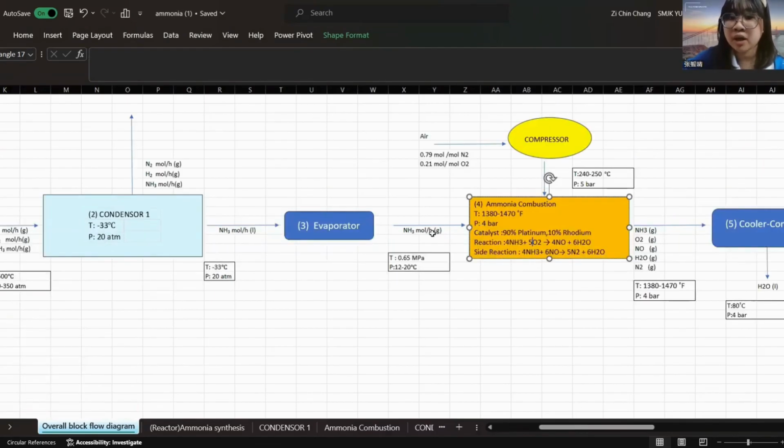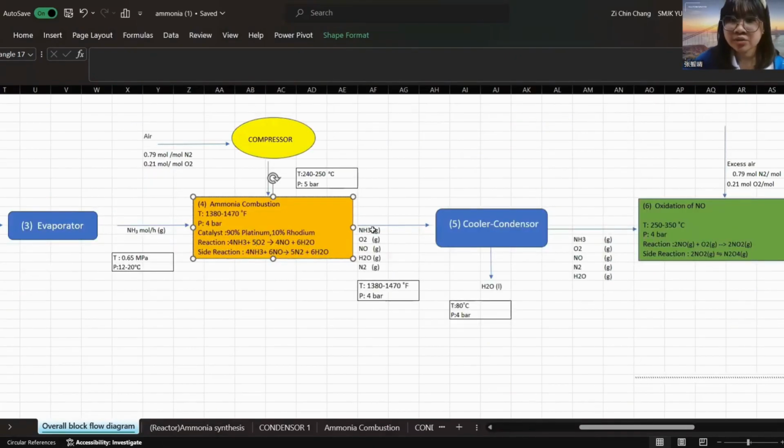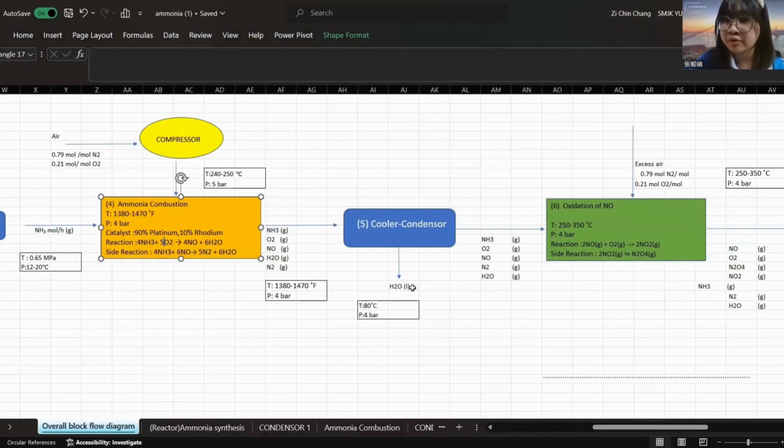In the combustion column, ammonia gas will react with the compressed air to produce a high yield of nitrogen monoxide and water. Next, the product stream from the combustion will contain ammonia gas, oxygen gas, nitrogen monoxide gas, water, and nitrogen, which will enter the condenser, where water is removed as liquid, but part of the water will still be released as water vapor, together with the ammonia, oxygen, and nitrogen dioxide gas.